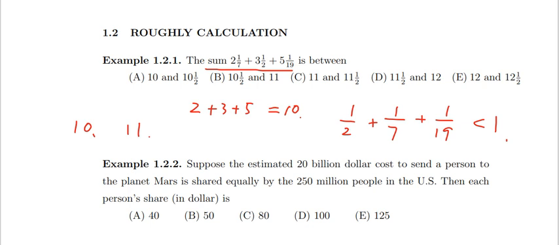But here we do not have the choice 10 to 11, so we want to check the options A to B. So those are not the answer. We check the fractional part: we know this is larger than half. Okay, so we know the answer is B, between 10 and a half and 11.